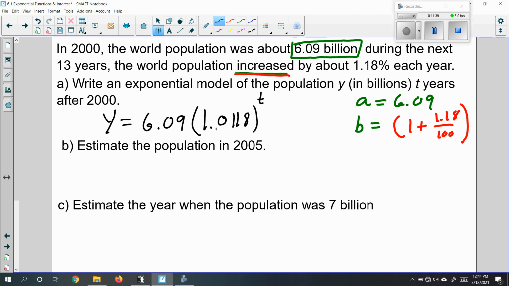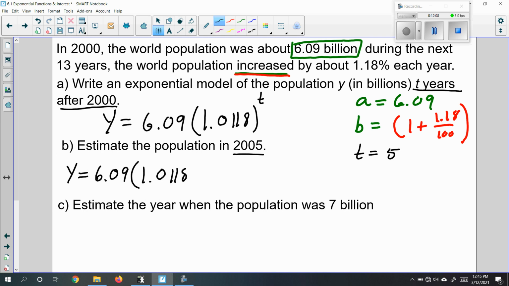So now, estimate the population in 2005. Well, T represents the years after 2000. So for this case, T is going to be 5, because 2005 is 5 years after 2000. So our population is going to be y equals 6.09 times 1.0118 to the power 5.